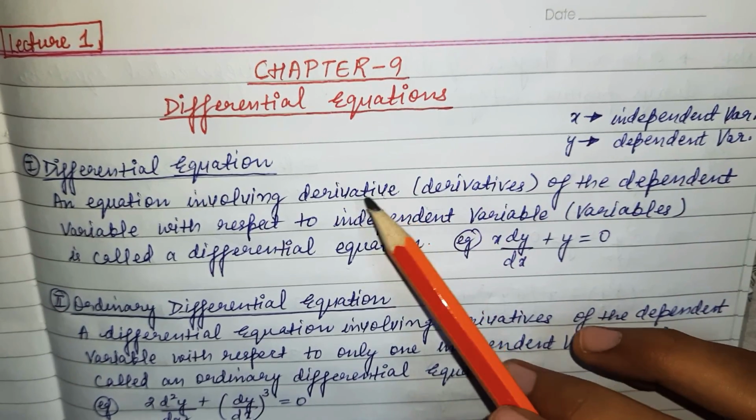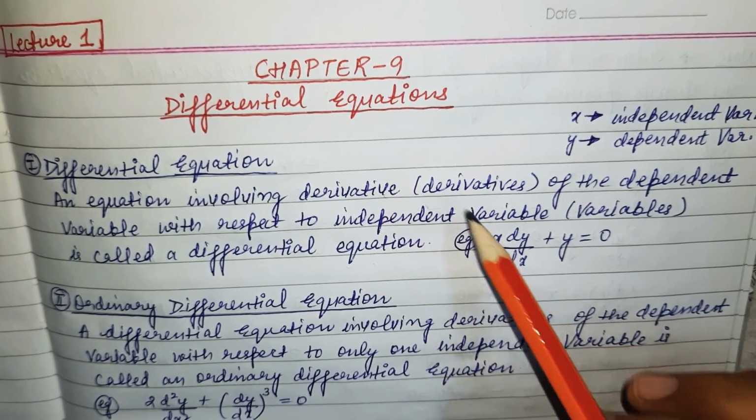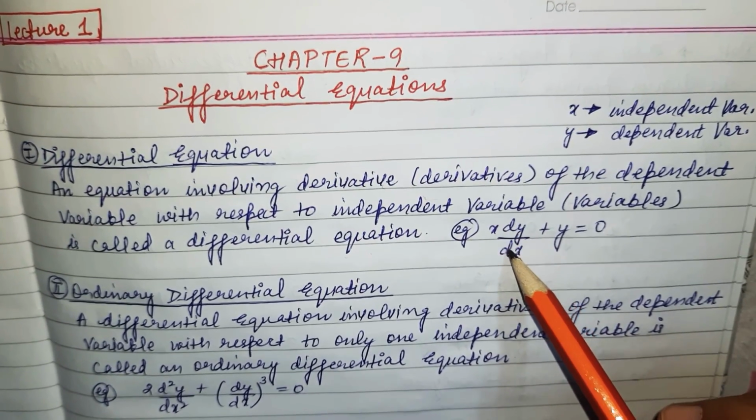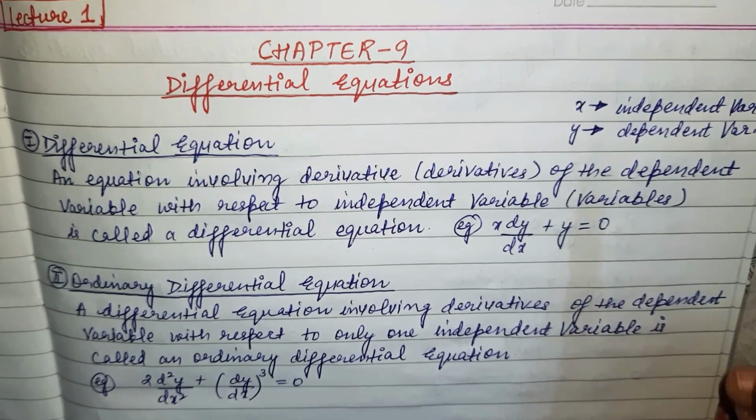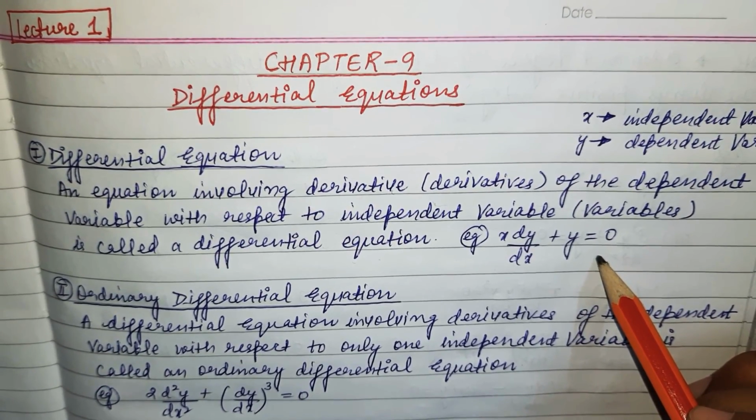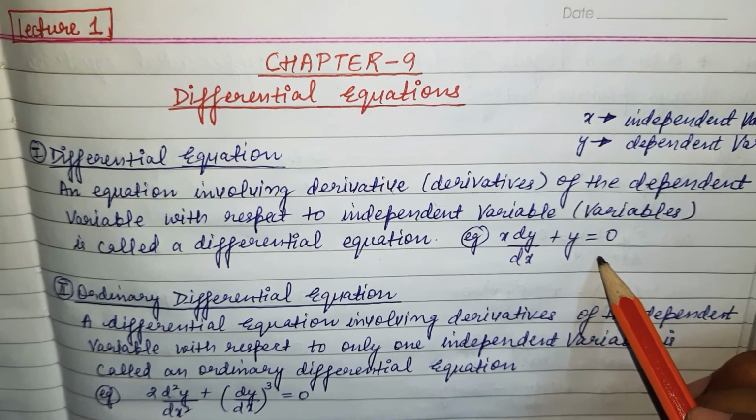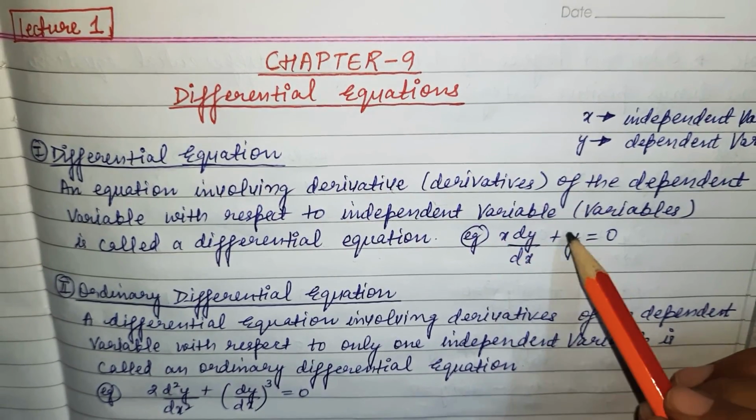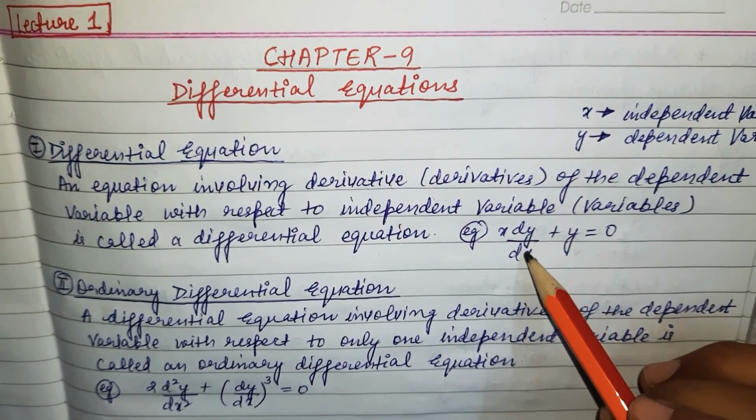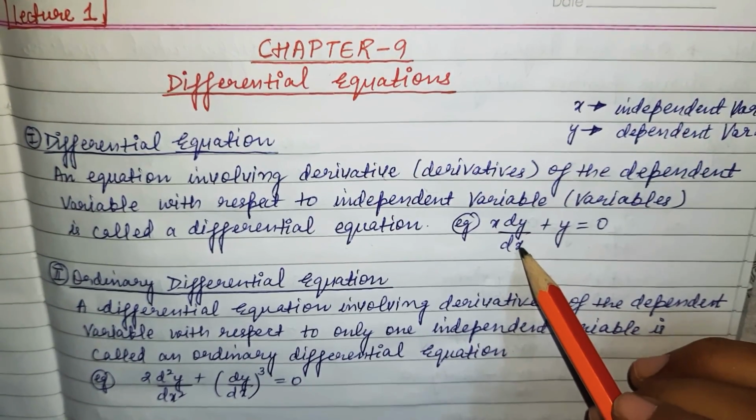In this type of equations, we'll use the derivatives. Let's suppose this is the equation x into dy by dx plus y is equivalent to 0. So this is one of the examples for the differential equation where we are using differentials or derivatives in the equation, the derivative of the dependent variable with respect to the independent variable x.